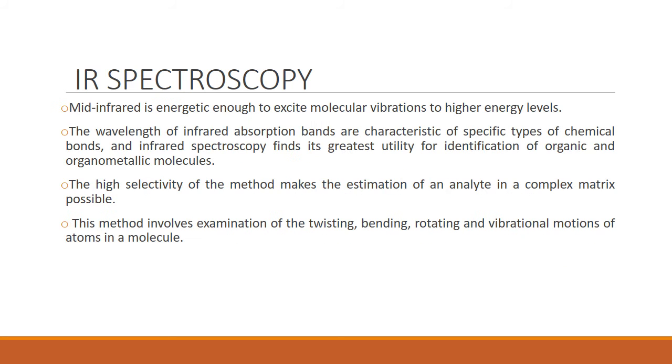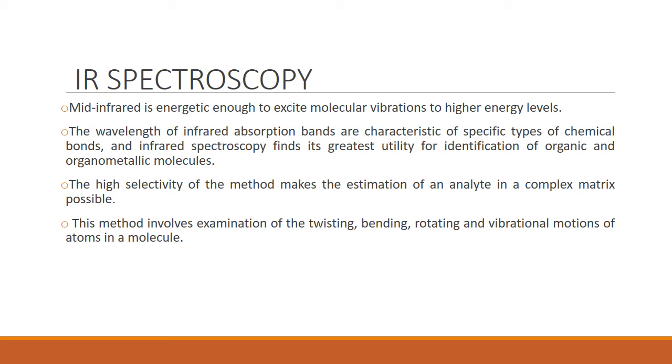Infrared spectroscopy is usually used in the mid-range. The mid-infrared range has enough energy to excite molecular vibration, so we usually use that. The infrared absorption bands are characteristic of specific types of chemical bonds, and infrared spectroscopy finds its greatest utility for identifying different classes of organic and organometallic molecules. The high selectivity of the method makes it useful for complex matrices.